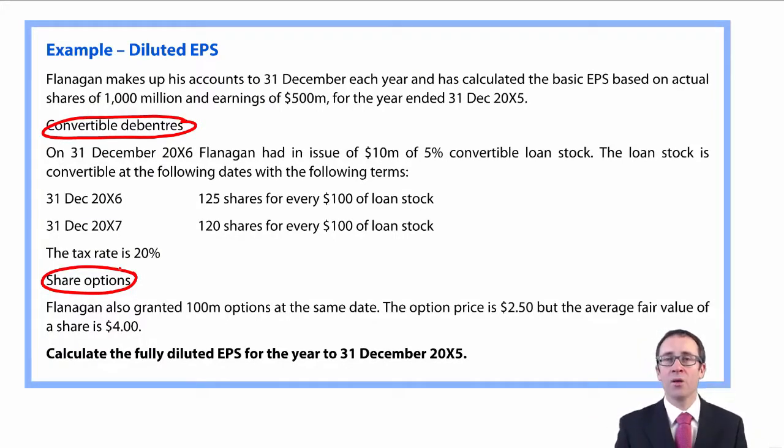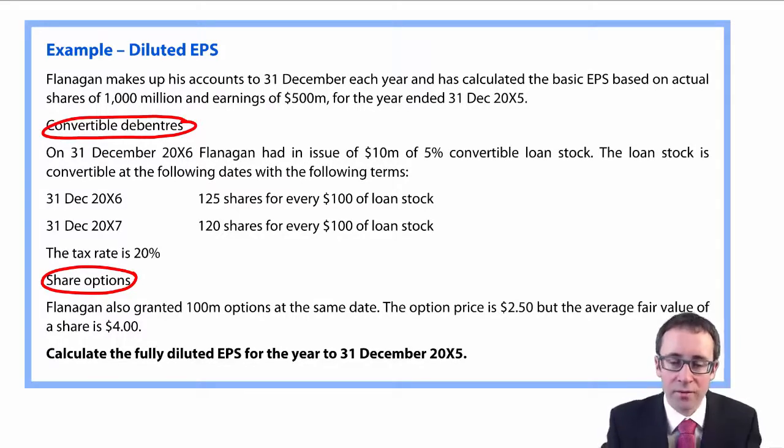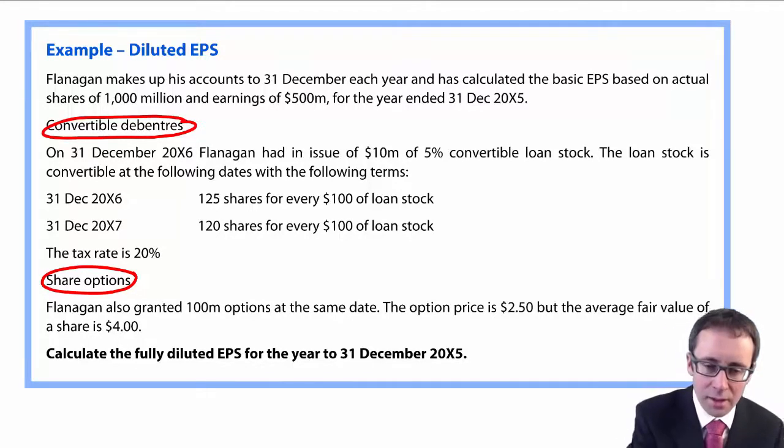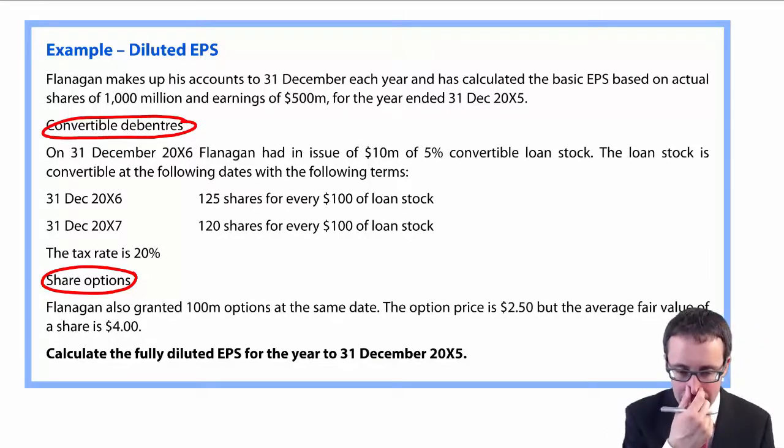We will look at the number of shares you get under the share option scheme compared to the number of shares you could get without entering into the option. Okay, so we'll come back and recap that when we look at share options. But let's go through and look at the convertible debentures to work out the basic EPS and then the diluted EPS.